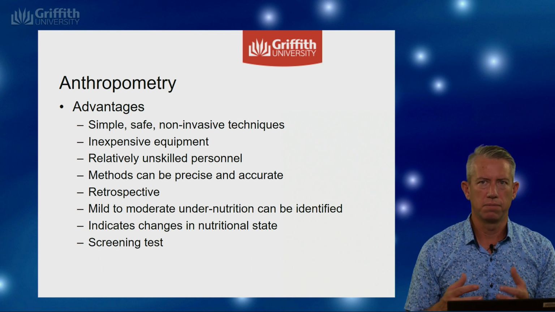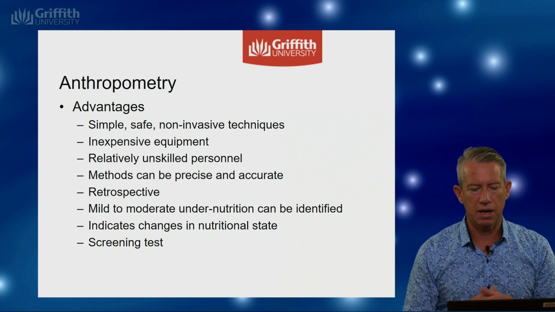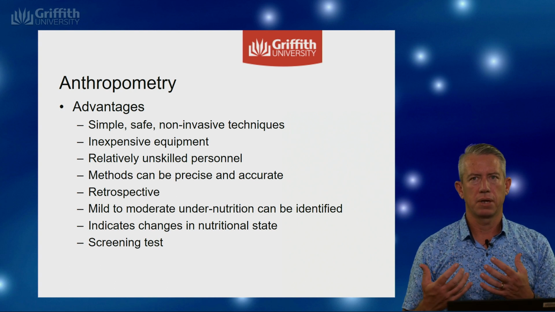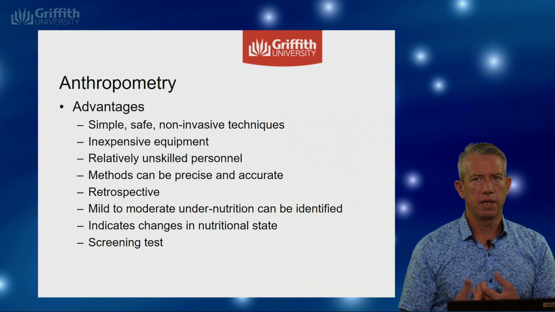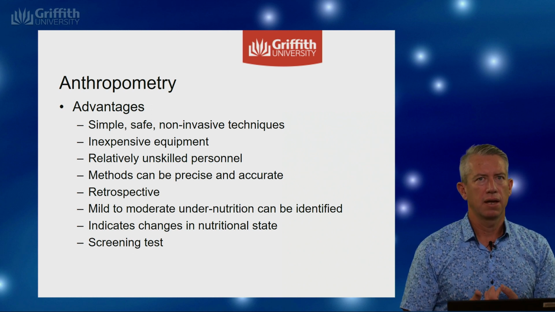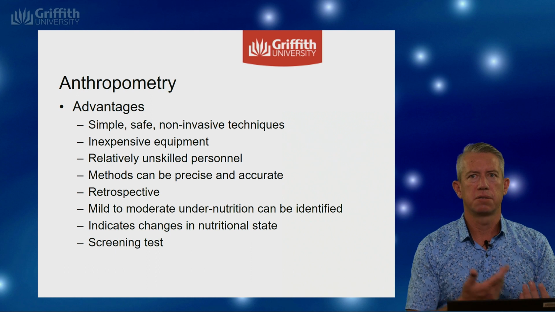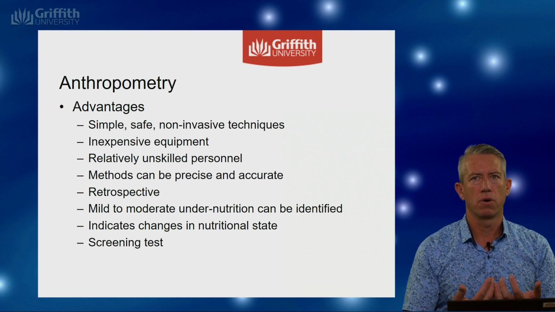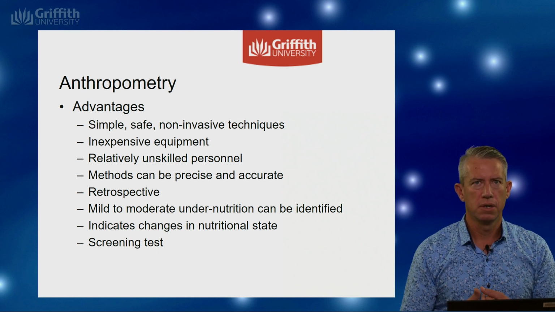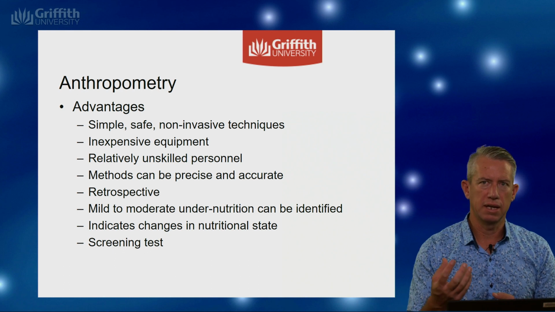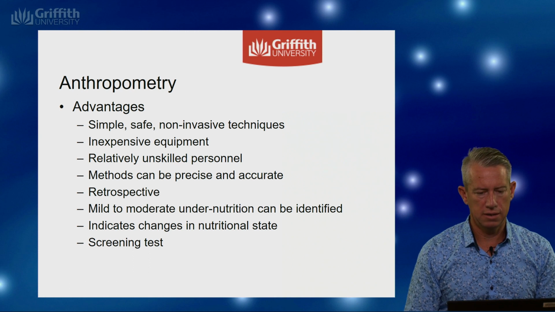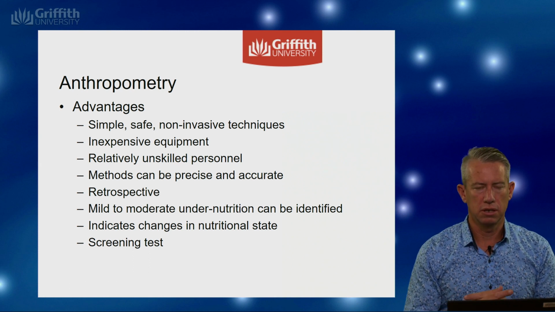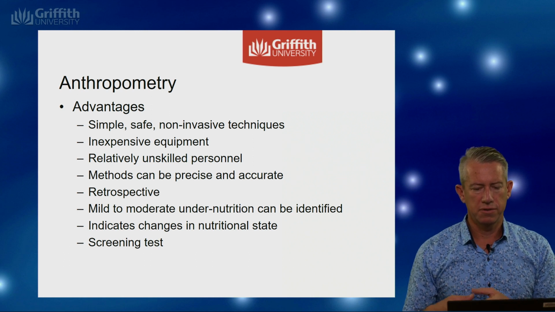Now I would have a little bit of a question mark over that, in that anyone can take somebody's body weight, but it is important that the measure is taken accurately. And when it is taken accurately, it then needs to be interpreted, and that requires some skill. So whilst getting a number on a scale is relatively easy, what that actually means and how that translates is something that requires a little bit more consideration. The methods can be precise and they can be accurate.